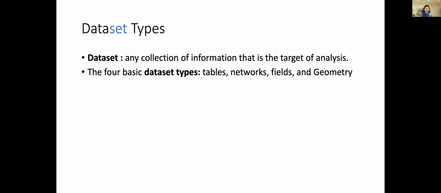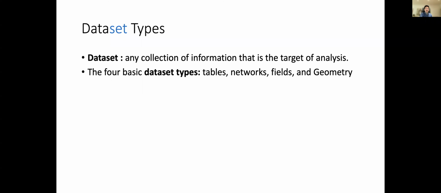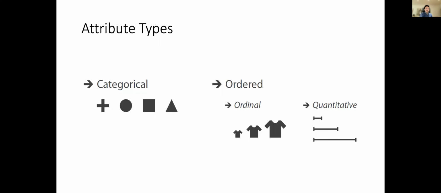Okay, and this is the last set of types, the attribute type. As we have seen before, an attribute is one of the data types. But for attributes themselves, you still have further subtypes. You can have the so-called categorical attribute type, and then ordered. And for ordered, you can further divide it into ordinal and quantitative. We're going to explain each of those in a bit more detail.